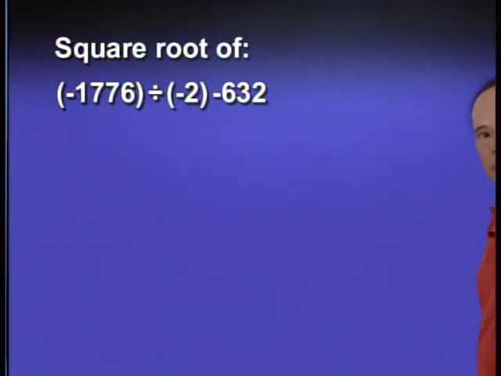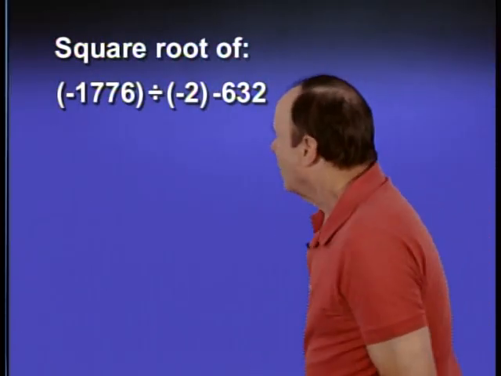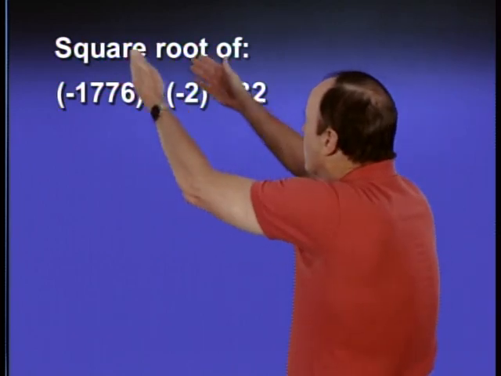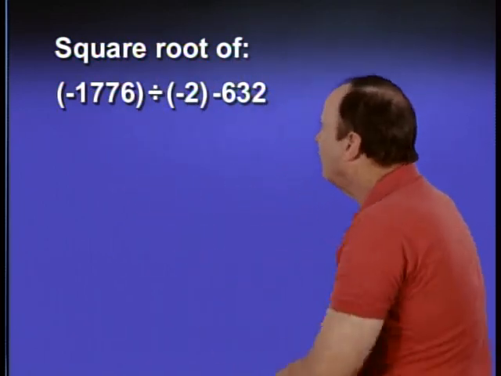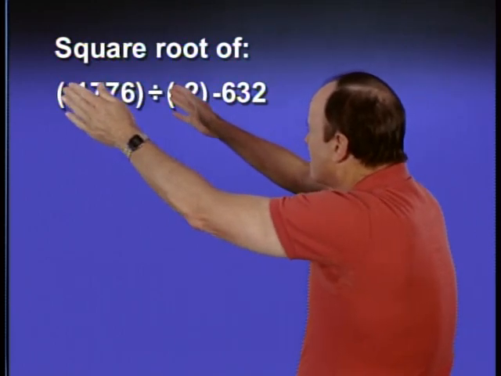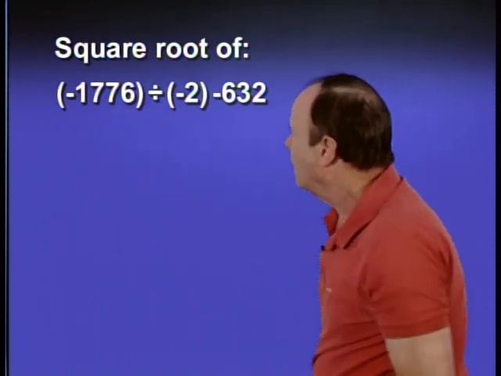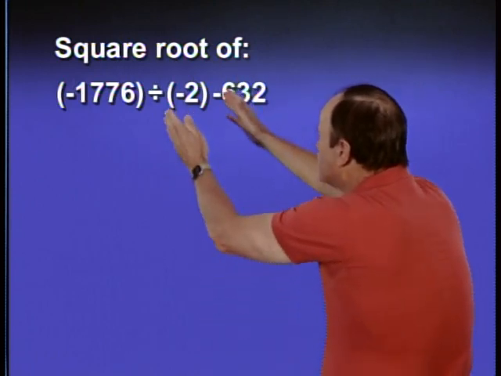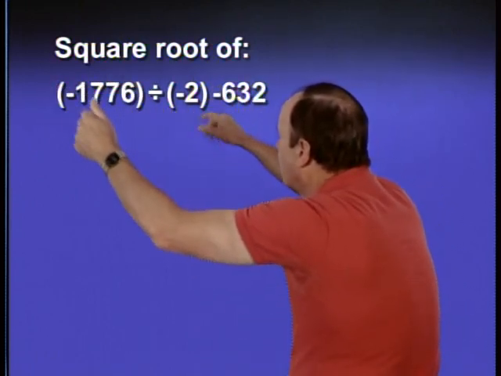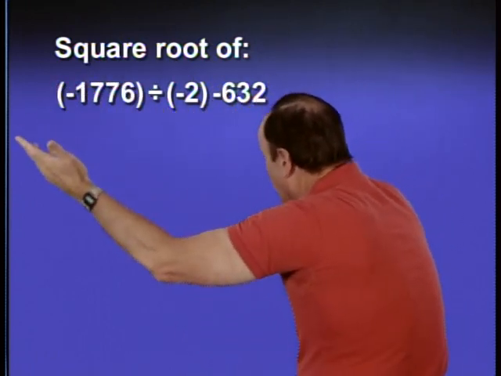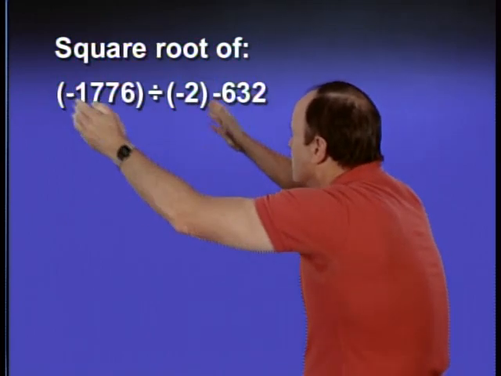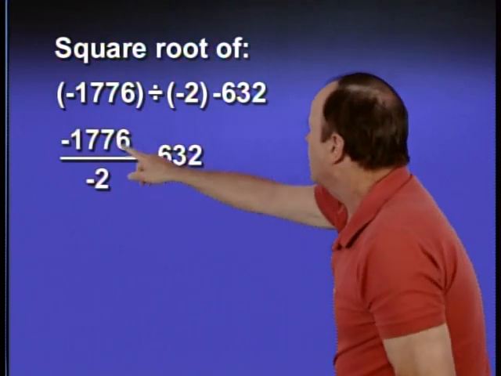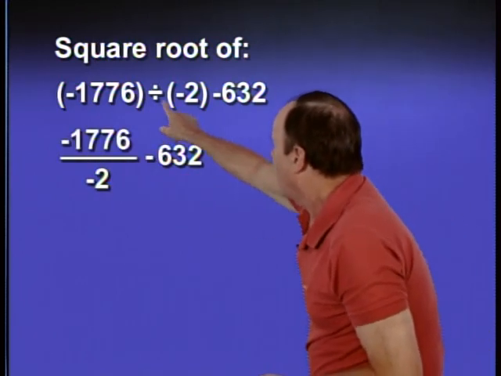Now let's take a look at a question that's just a little more complicated. What they want you to do is figure out the square root of this expression. And the expression, of course, is a little complicated. It's minus 1776, it was a good year, by the way, divided by minus 2, and then when you get done doing that, you subtract 632, and when you get done with the whole thing, you'll take the square root of it.